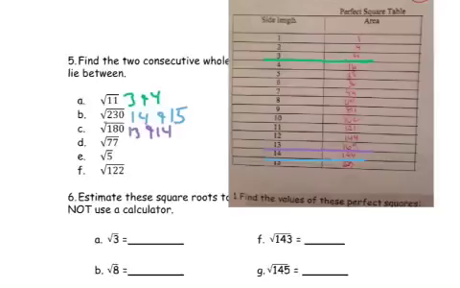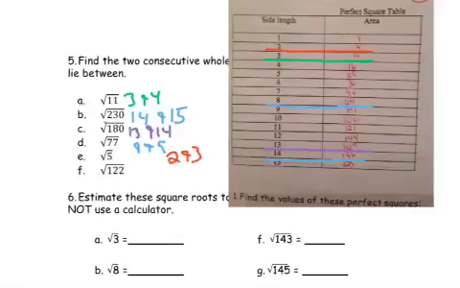So for the square root of 77, you are going in between 64 and 81. So if I go a little further, it's going to be in between 8 and 9. The square root of 5 is in between 4 and 9, so my side length would have to be in between 2 and 3.